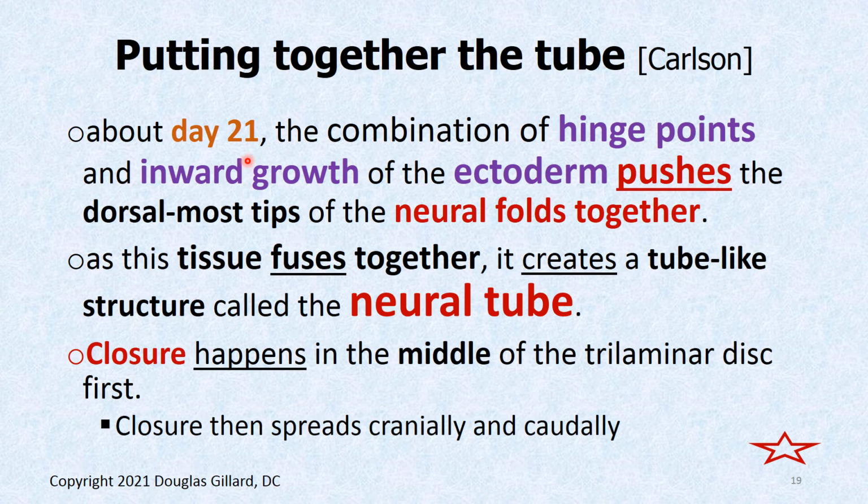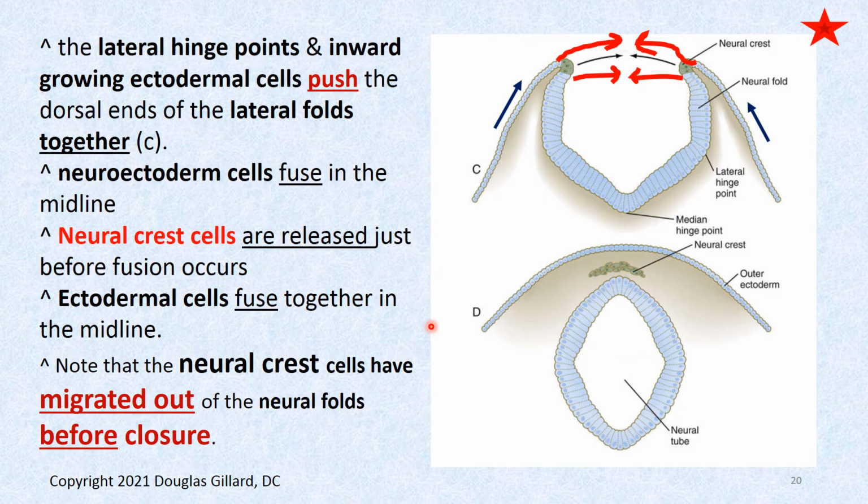So by day 21, with this combination of hinge points and the ingrowth of the ectoderm pushing inward, we get a tube-like structure, and the neural folds are going to start touching each other and fuse together. It's important to note that the whole tube doesn't close at once. More in the cranial region, this is where the first closing occurs, and there's a delayed closing of the rest of the tube. It kind of zips like a zipper going both ways, to the cranial and caudal regions. So it happens in the cranial region at first.